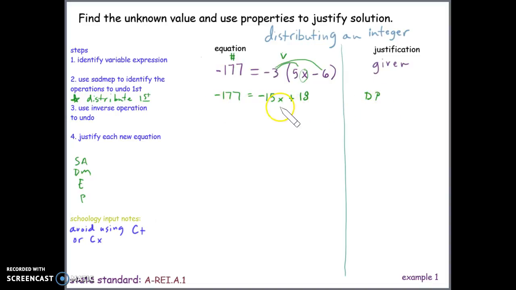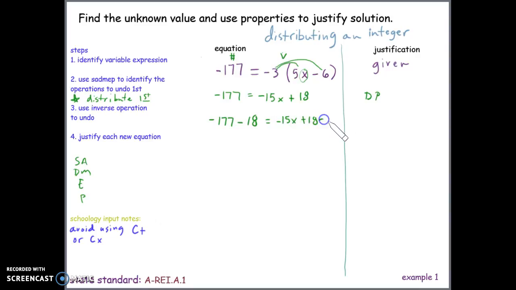Now we're looking at the equation, and we've got two numbers: -15 and 18. The -15 is being multiplied by the x, and the 18 is being added. So we're going to get rid of the addition first. How do you get rid of addition? You use the inverse operation. And we know the inverse of addition is subtraction, and we want to subtract the number we want to eliminate. If we do it to one side, we must do it to the other side. So we have -177 minus 18. We're subtracting 18 from the left side. And we have -15x plus 18.